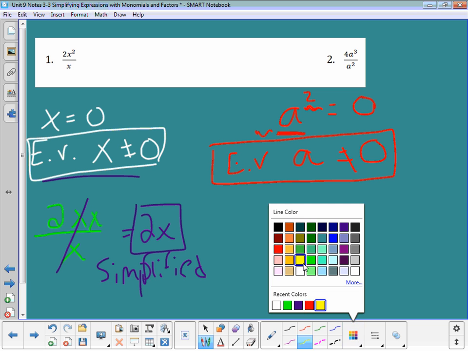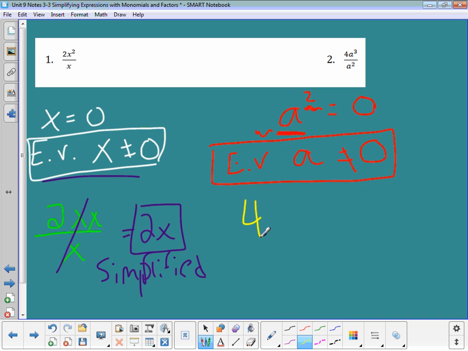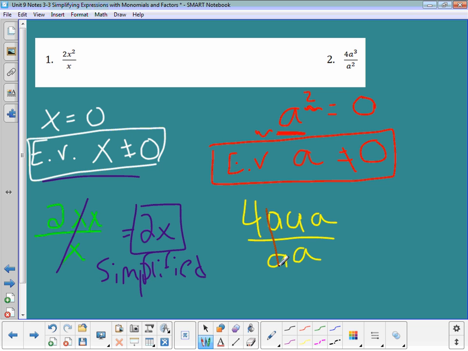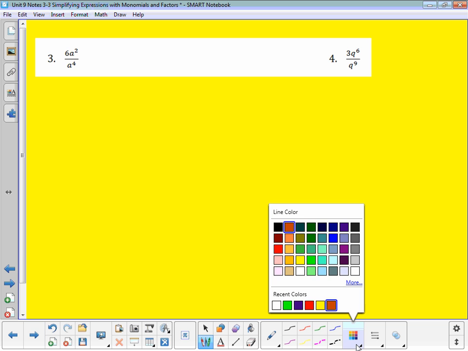Step number 2, we want to simplify this out. So we have 4, and then I have 3 a's, and then I have 2 a's on the bottom. So again, I want to cancel out what's overlapping. So I'm going to cancel out those a's and those a's. And then I'm just left with 4a as my simplified version. So I actually end up needing both of those answers for each of these. Let's take a look at number 3.